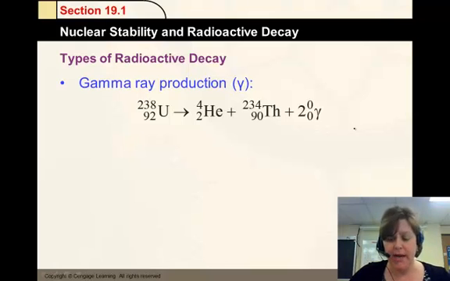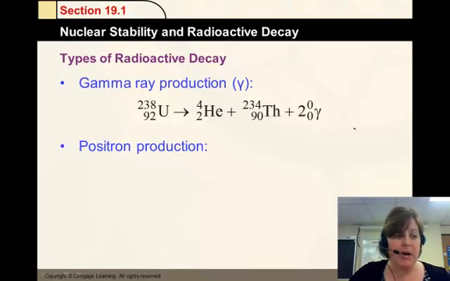Other kinds of radioactive decay, positron production. For smaller atoms, it's the opposite of electron emission.